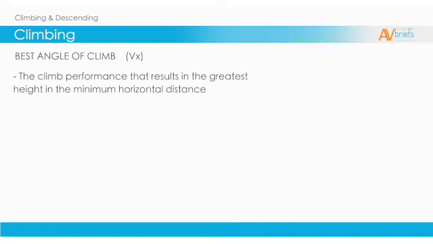Taking a deeper look into climbing, we learn that there are several different types of climb we can use. The first one we will look at is called the best angle of climb. It is referred to as Vx. It is the climb performance that results in the greatest height, in the minimum horizontal distance.